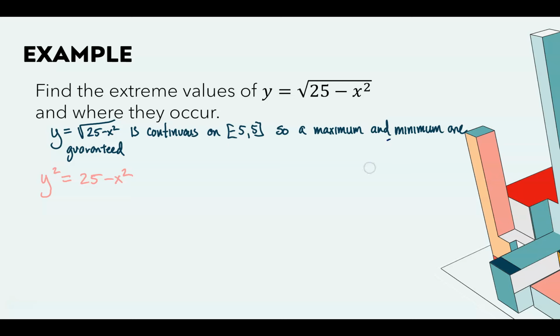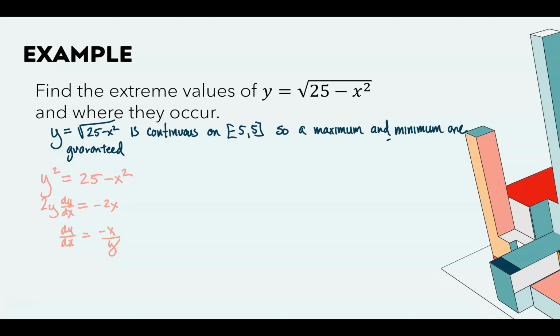Now, instead of doing the derivative with the square root and the chain rule, we can kind of do a little bit of a trick here, square both sides, and we have a much easier derivative. So y squared is 25 minus x squared. 2y dy dx is negative 2x. dy dx is negative x over y.